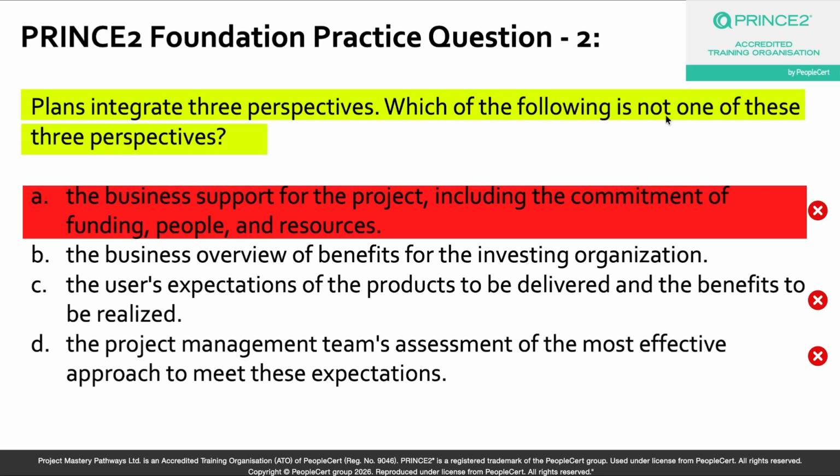So the correct answer to this question is option B, which is the business overview of benefits for the investing organization. Now, that might seem plausible on the surface, and after all, you might argue that PRINCE2 talks a lot about benefits and business justification. So your instinct might be to say, yes, of course, the business overview of benefits is a part of planning, right? But here's the thing.